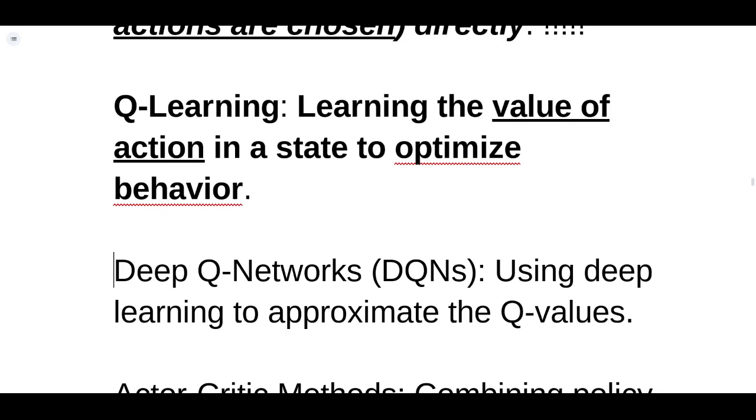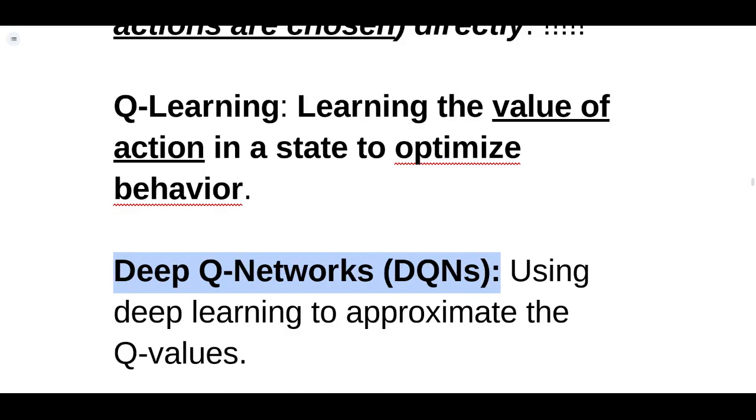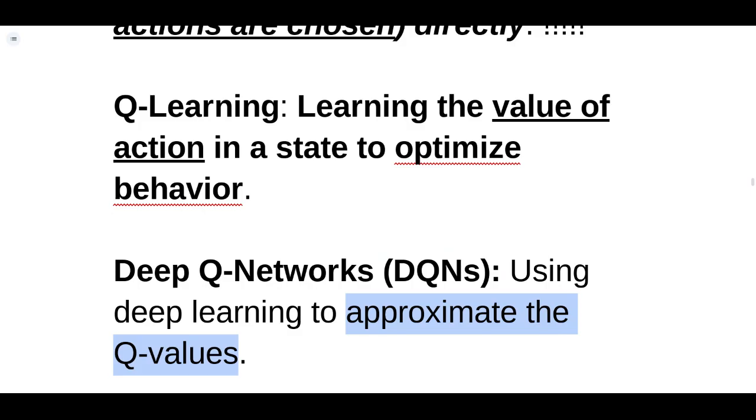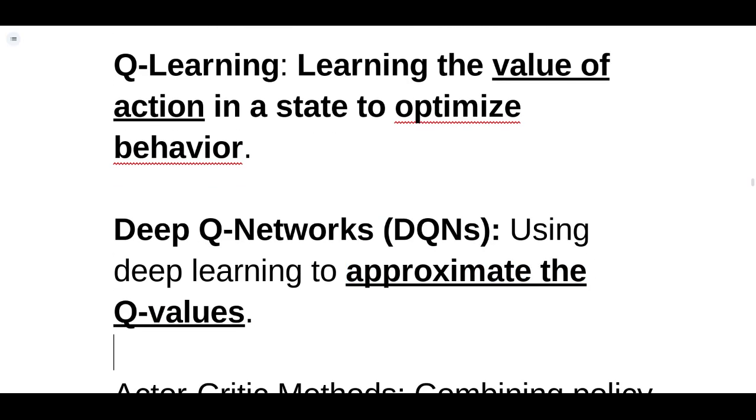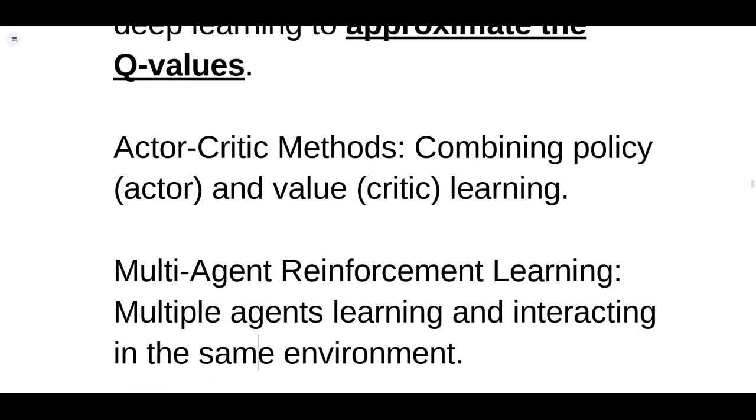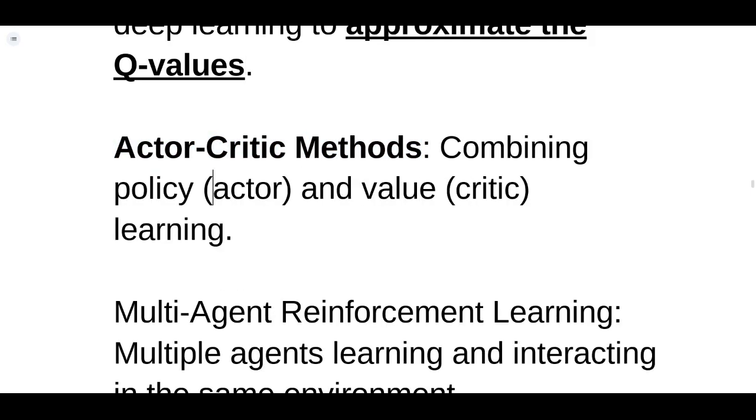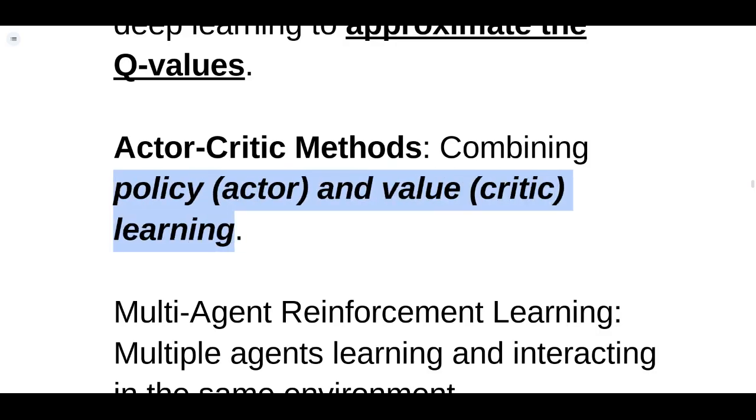Then deep Q networks. These are using deep learning to approximate Q values. So in Q learning is the value of action in a state, and in deep Q networks is approximating the Q values using deep learning. Then actor critic methods, combining policy and value learning. Very, very interesting and important.